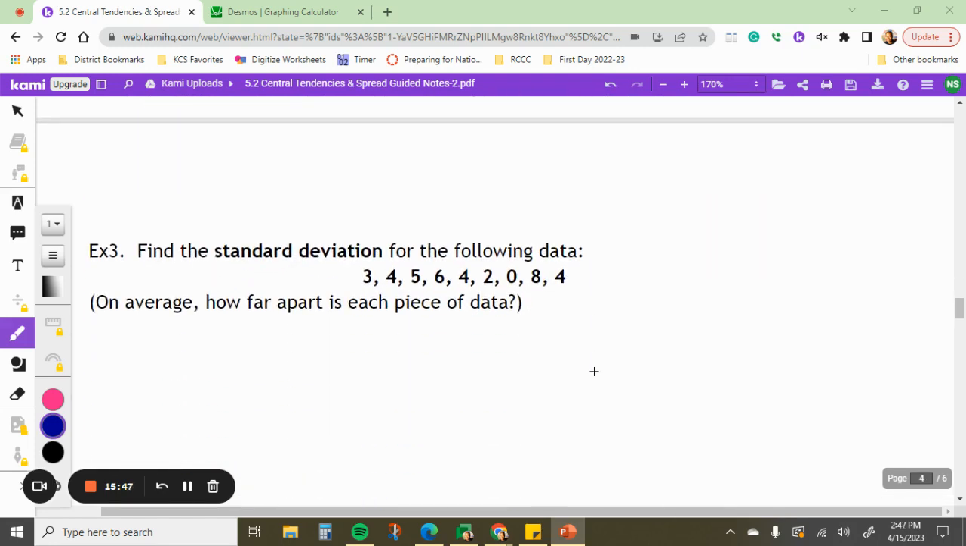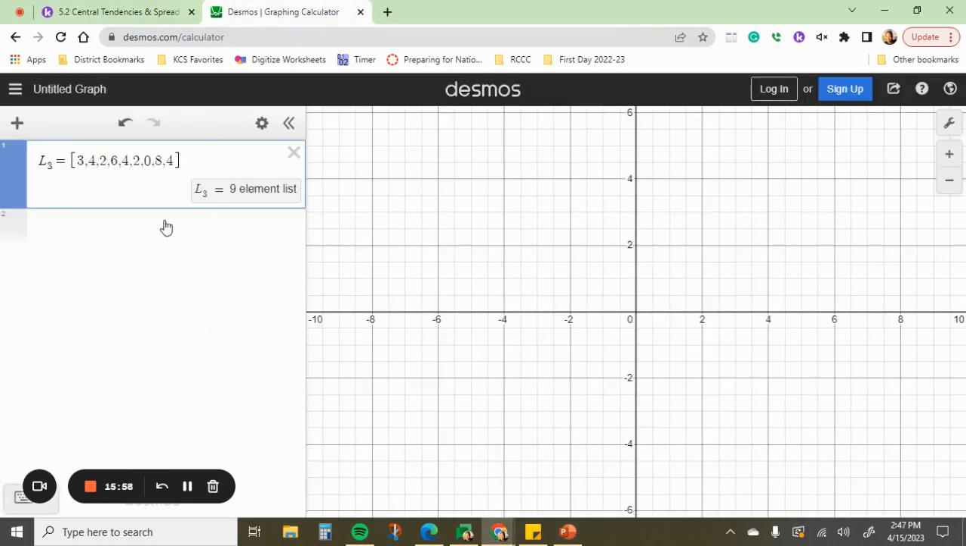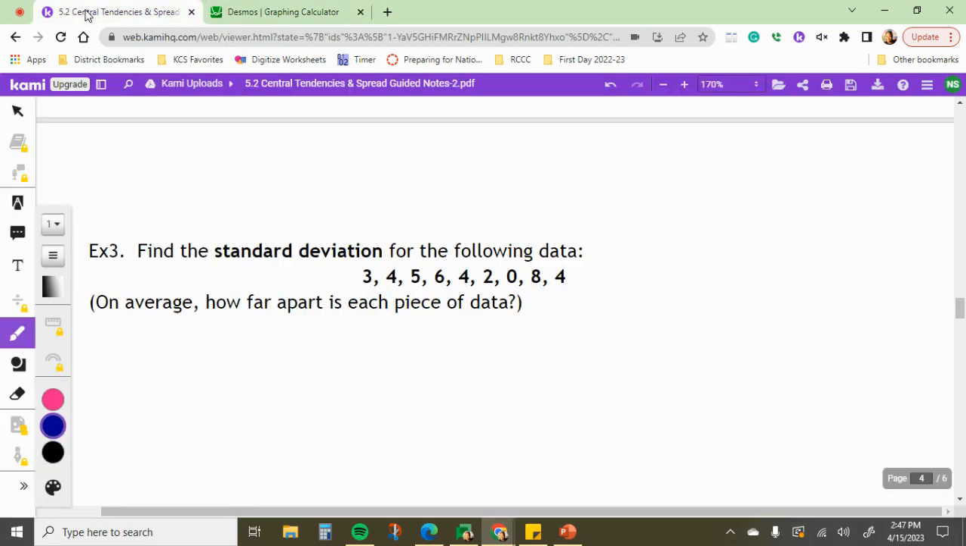Now, example 3, we're going to find the standard deviation. I want to put this information into my calculator again in the form of a list. I have it in my calculator as L3. And to find the standard deviation, it's pretty simple. In my calculator, I'll type STDEV and then in parentheses the name of the list, in this case L3, and boom, 2.345 or about 2.3. So the standard deviation is about 2.3.